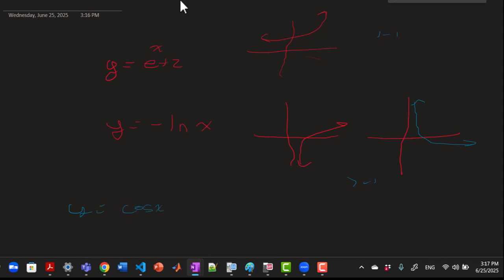What if I had y equals cosine x plus 2? Well, I know cosine x looks like this, which is not one-to-one, because a horizontal line can cut it in more than one place. If I shift it up by 2, it'll still not be one-to-one. So this is no. What if I had y equal negative cosine x? Well, that's going to be cosine x, but just reflected across the x-axis. Still not one-to-one. So those are not one-to-one.